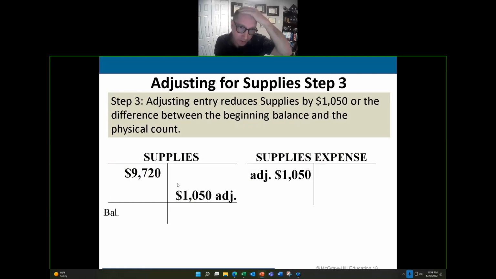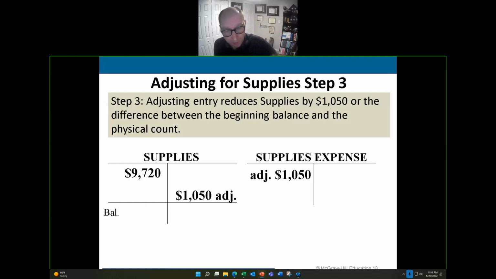Throughout a month, we'll say, I used $1,050 of the supplies. So during that month that I used it, or during that year that I used it, I can make the adjusting journal entry. We make the adjusting journal entry when it is consumed, for the month or the year that is consumed.